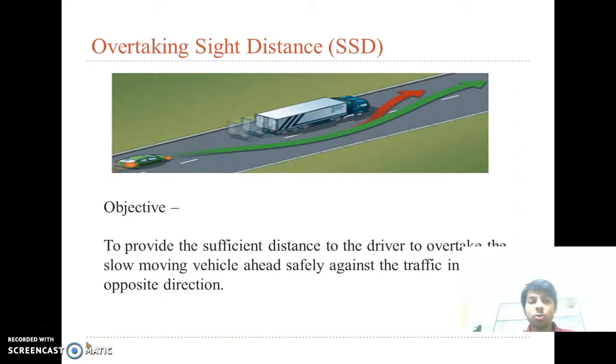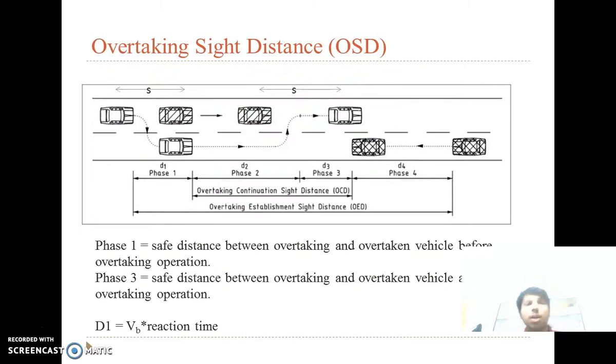So now let's calculate the distance between the fast moving vehicle and slow moving vehicle, what is the safe distance after the overtaking operation, and what is the whole distance covered in this operation. So let's look into the phase diagram. This is phase 1, which is the safe distance between overtaking and overtaken vehicle before the overtaking operation, and this is phase 3. This is equal to the safe distance between overtaking and overtaken vehicle after the overtaking operation.